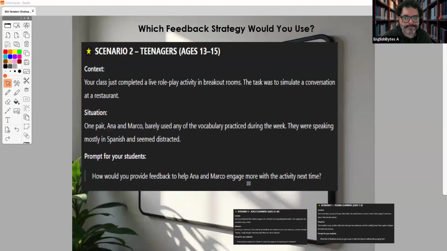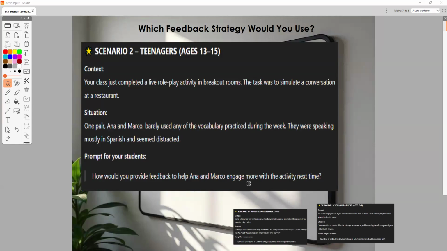Tell me, Jackse. Okay, one of my feedbacks that I would use, because in these kinds of situations when the teenagers are mostly speaking more Spanish, it's probably when the class is kind of boring, or they have a bad image or a bad picture of learning English. So I would take Ana and Marco as the example for the class.